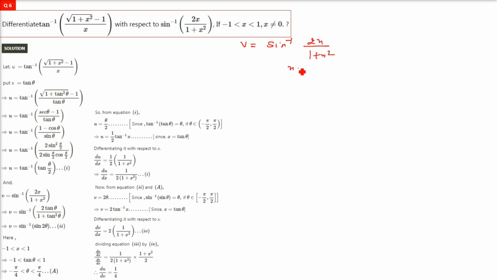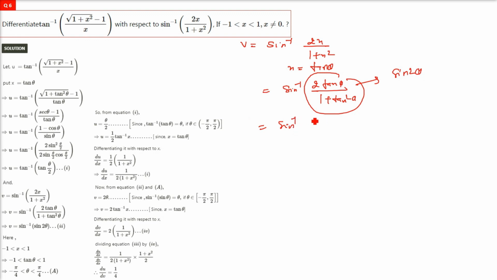Here also x you can put as tan theta, and the same kind of boundary or periphery checking you have to do. So x equals sin inverse of 2 tan theta divided by 1 plus tan square theta. See, 2 tan theta divided by 1 plus tan square theta is sin 2 theta. So sin inverse sin 2 theta. You can cancel these, and 2 theta will come.